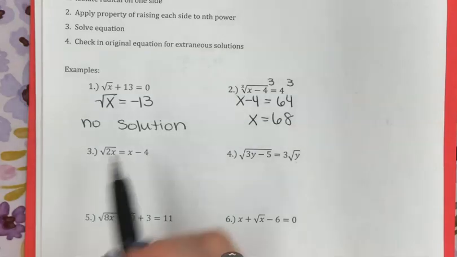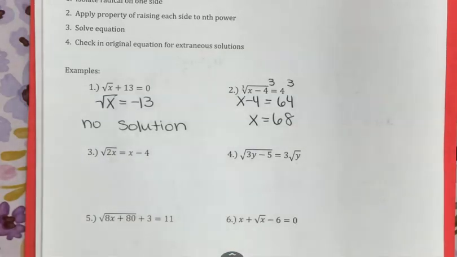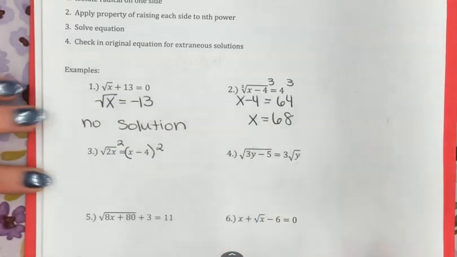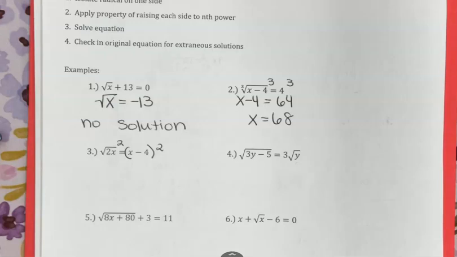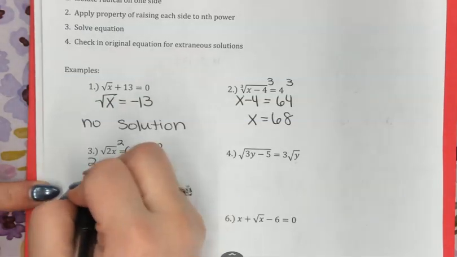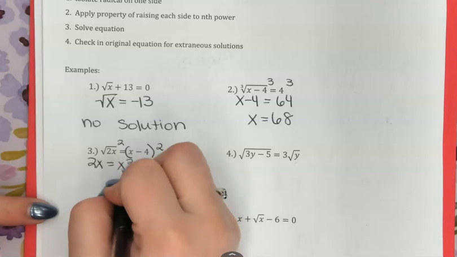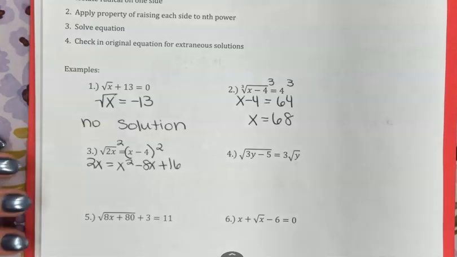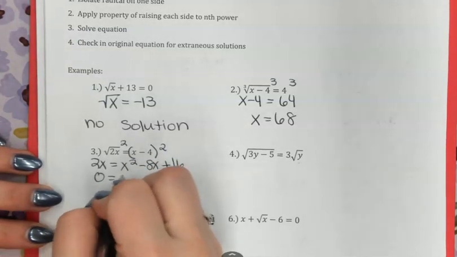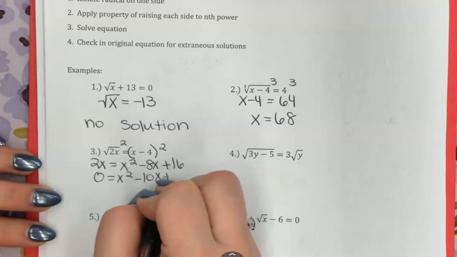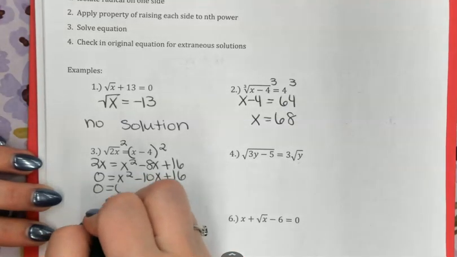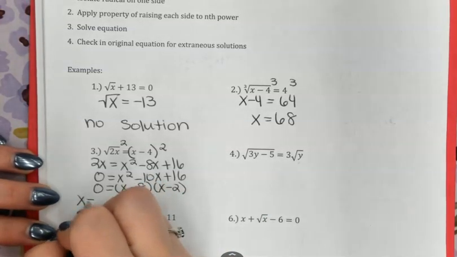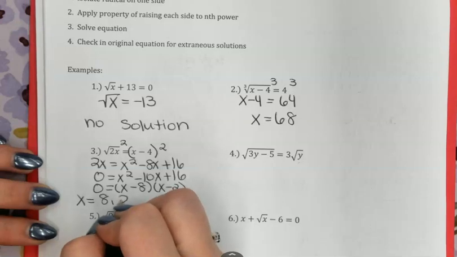On to number 3. My radical is already by itself, so I don't need to move anything, but now I'm going to square both sides. What that's going to do on the right is cause me to square a binomial, which means I have to FOIL. So on the left, I'm going to get 2x, and on the right, I'm going to get x squared minus 8x plus 16, which means I need to solve this by factoring. So I'm going to subtract the 2x, then I can factor. This is going to be x minus 8 times x minus 2. So my two solutions are 8 and 2.